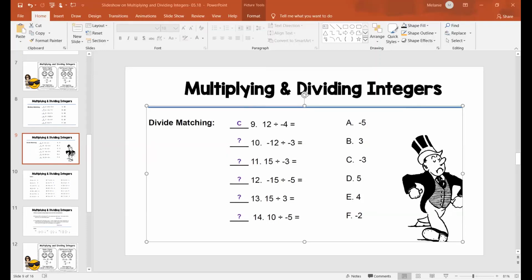Let's see if Trey could help me out with this one. Negative 12 divided by negative 3. Trey, you there? Yeah. Two negatives. Two negatives equal a positive. There you go. So which one would it be? 4. E. Excellent. E. Awesome job there. Thank you for that.